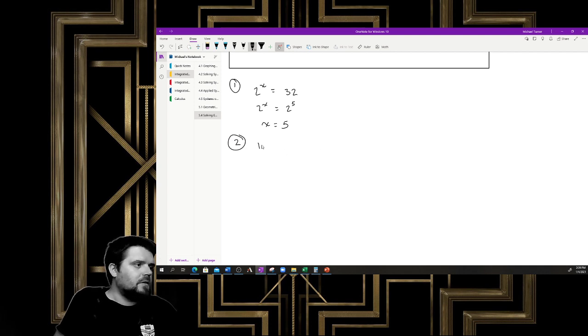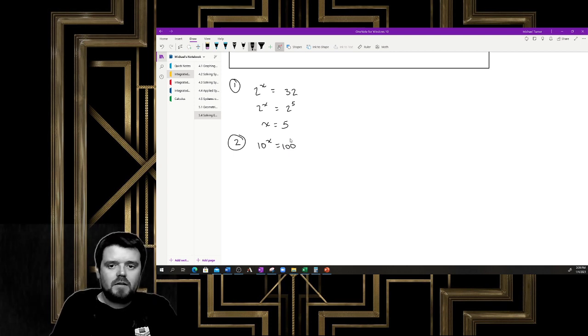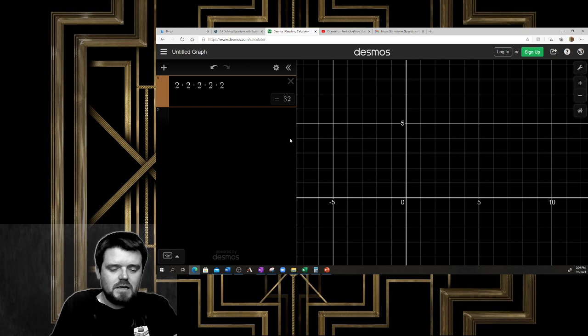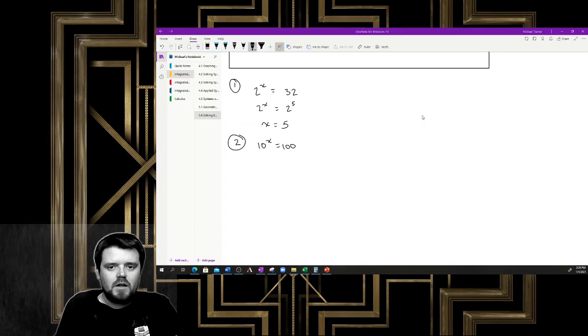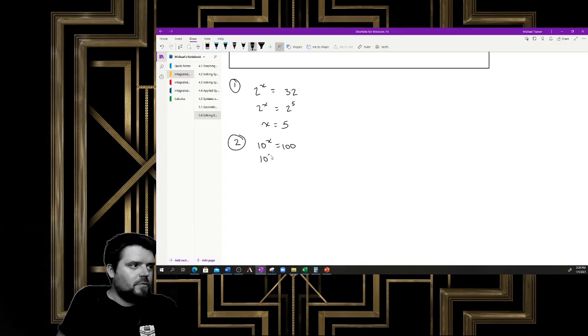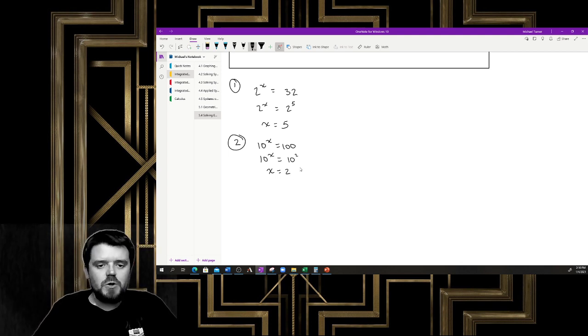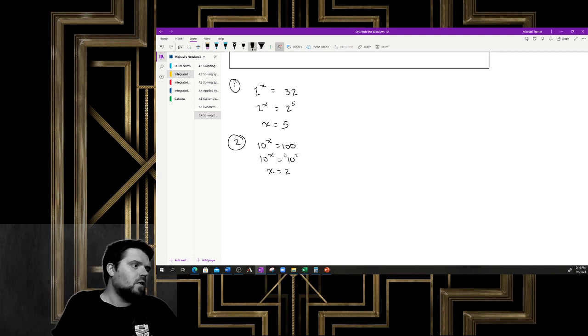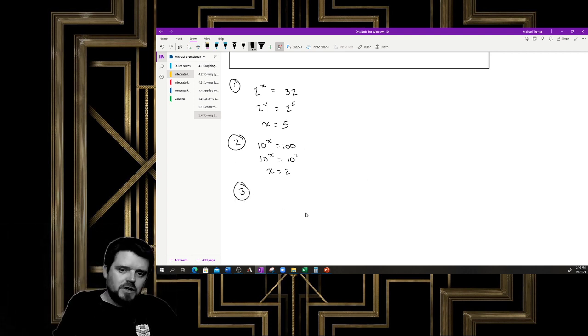Let's do another example. Let's say 10 to the x equals 100. Again, if I need to, I can go back and use Desmos, 10 times itself until I get to 100. That one is fairly easy, right? 100 is just 10 squared, and therefore x equals 2. You have a few problems on your assignment that are like 1 and 2. Most students do okay with those. When fractions appear, that's when students typically get a little lost.